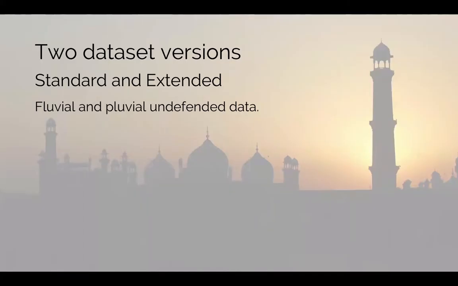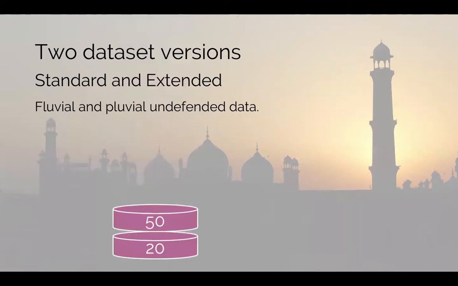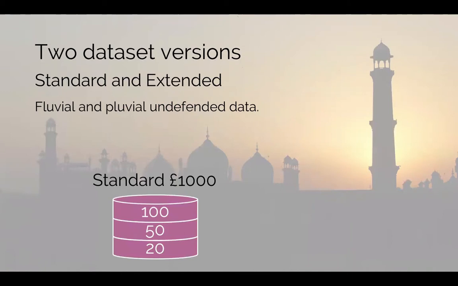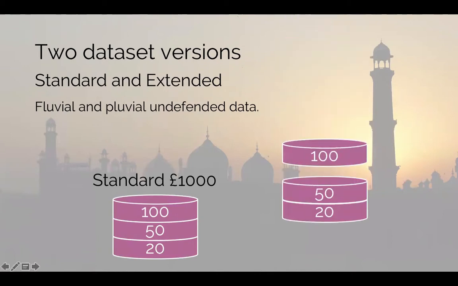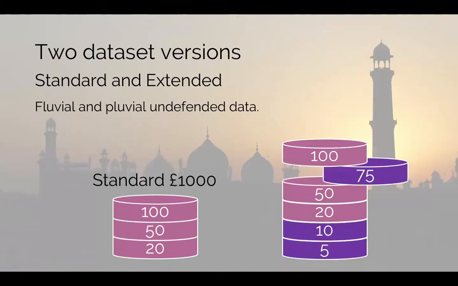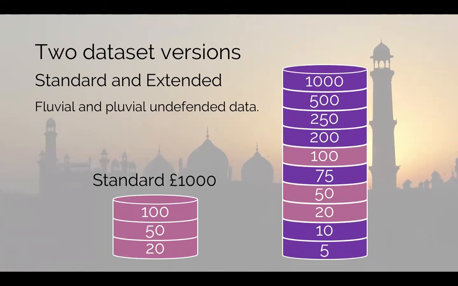Chris mentioned that we have two versions. We have two data sets, a standard and extended, and both data sets contain fluvial and pluvial undefended data. And each is a layer. So we have 20, 50 and 100-year return periods in the standard data set. The extended data set has everything that's in the standard data set, but what it also introduces as well is 5, 10, 75, 200, 250, 500 and 1,000-year return periods.